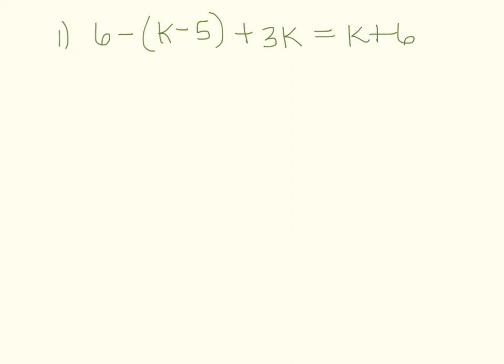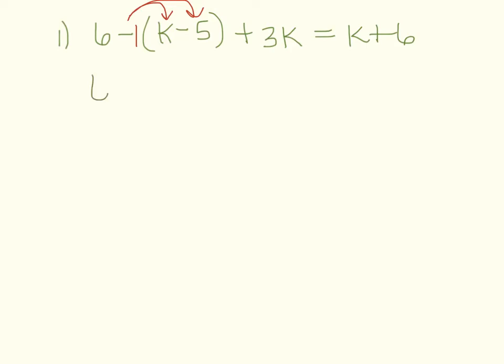For the first example, I've got 6 minus the quantity k minus 5 plus 3k equals k plus 6. Now, the first thing that we need to do is get rid of any parentheses or fractions that we have. If you'll notice in this problem, we have a parenthesis, so I need to get rid of that parenthesis by using my distributive property. Now, what am I distributing in? I don't see anything on the outside of this parentheses. Well, remember, there's a negative 1 there. Anytime you've got a negative sign, there's a negative 1 there. So that's what I'm going to be multiplying in.